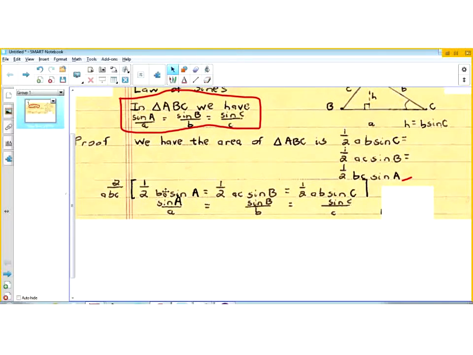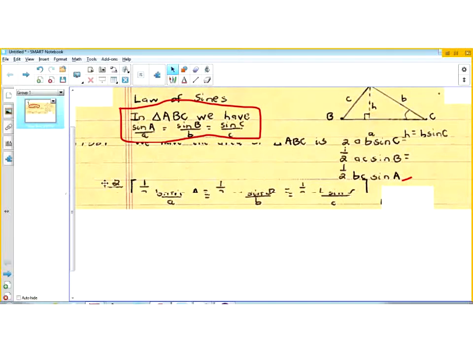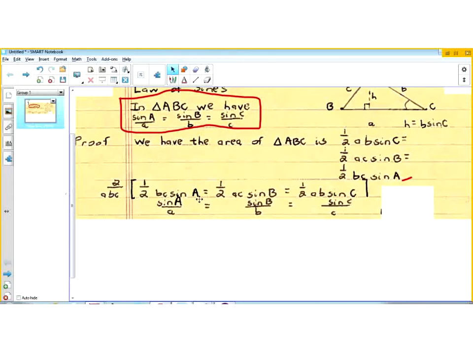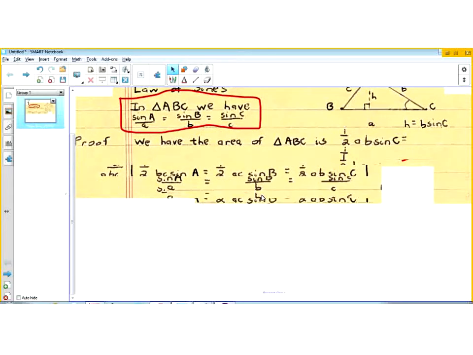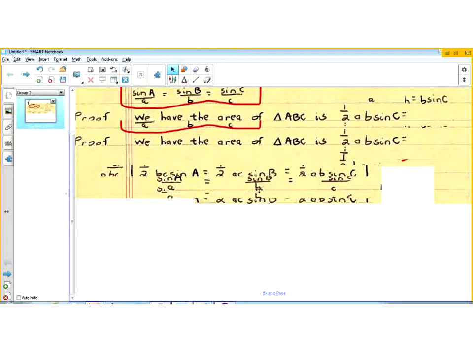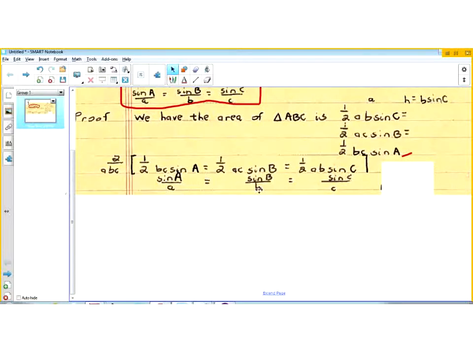Now, if I take these equalities and line them up like this, and then divide through every term in this chain of equalities by 1/2 ABC, the result follows. So multiply everybody by 2 over ABC, and you'll get the result. So it's a pretty easy result to obtain. But interestingly enough, the types of problems that come from it are somewhat difficult.